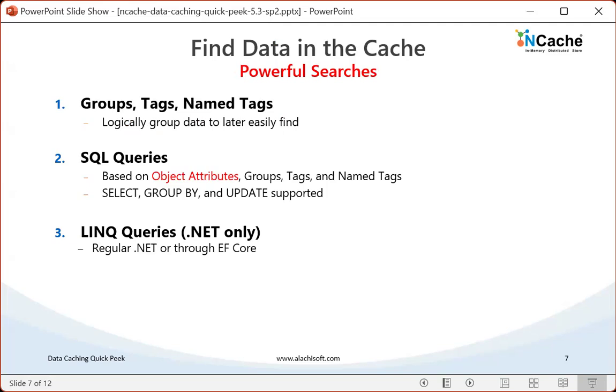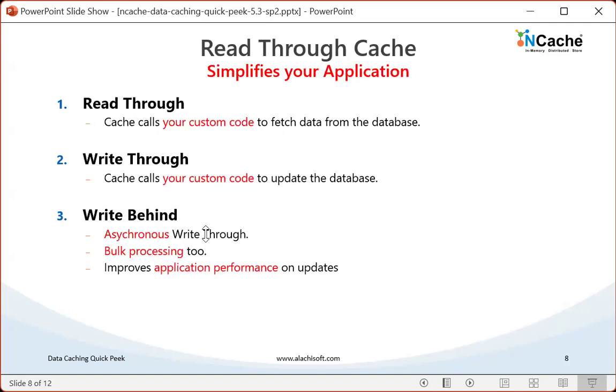Well, once you start caching a lot of data, NCache being a key value store, just fetching everything based on keys is not very convenient. So that is why NCache gives you powerful features like group tags, name tags, so that you can logically group them and fetch them later on. You can also use SQL queries to search based on object attributes, groups, tags, and name tags. And if you have a .NET application, then you can use LINQ queries for that.